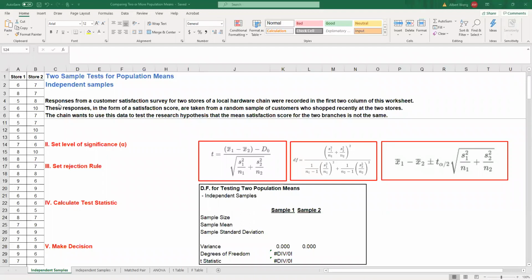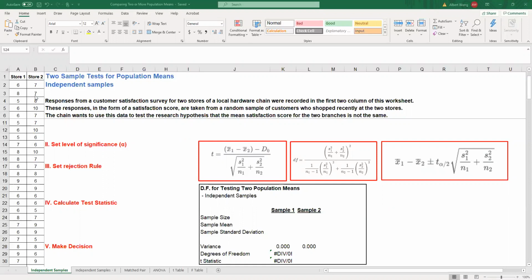Here's an example. Responses from a customer satisfaction survey for 2 stores are being recorded here. So we have a sample from store 1 and we have a sample from store 2, and we want to see whether the means are the same or different, or one is smaller or bigger than the other. So we have the raw data. The first thing we need to do, of course, is to summarize it into a number of statistics that we would use to perform the test.